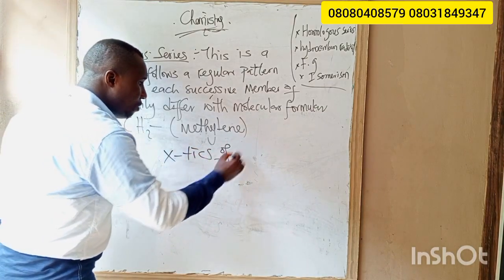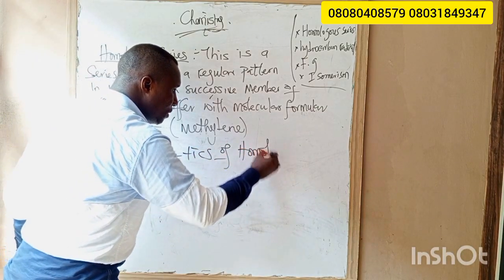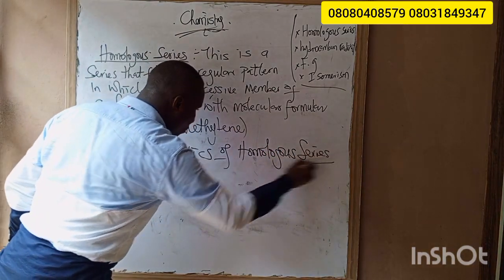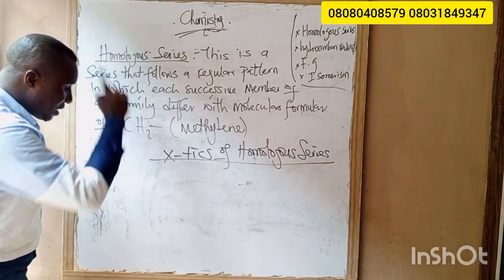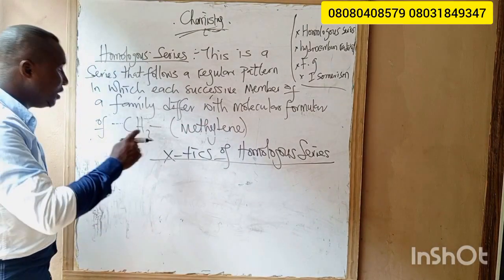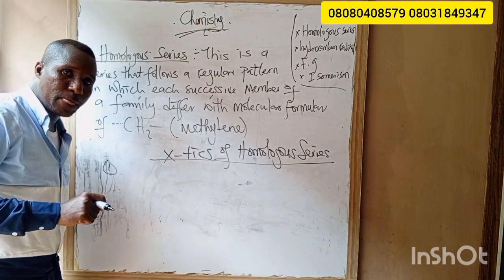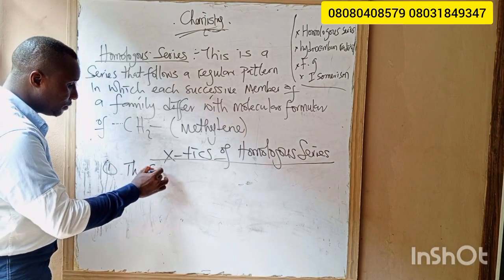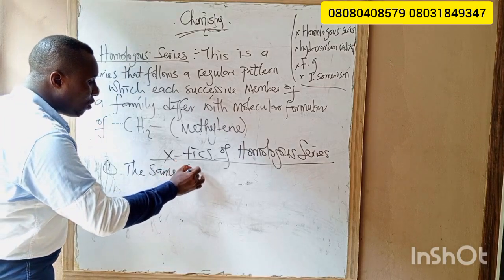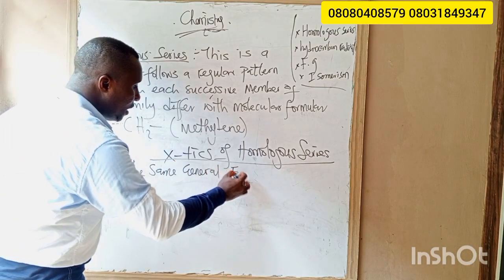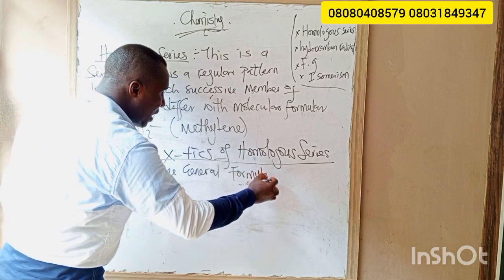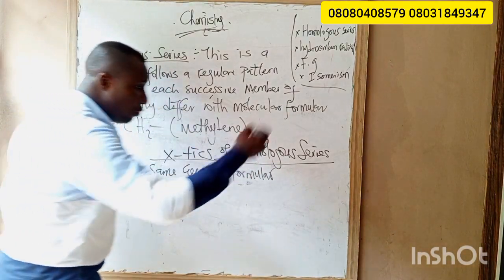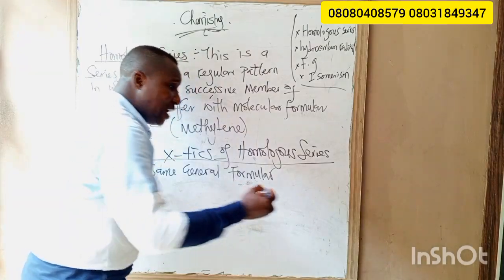Characteristics of homologous series. Number 1: each successive member of a family has the same general formula. For example, what are homologous series in organic chemistry?